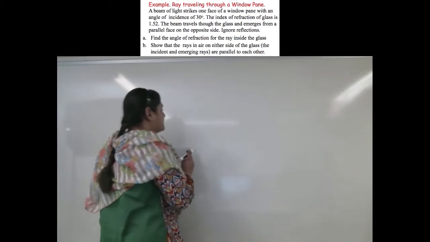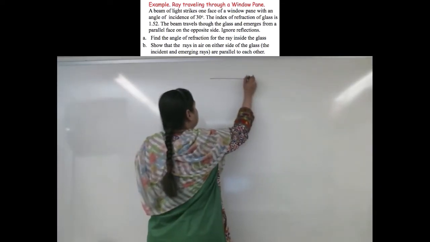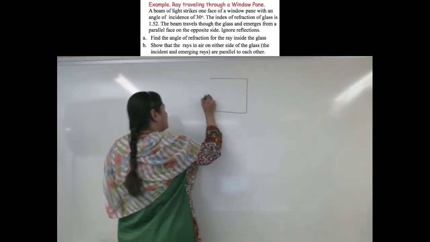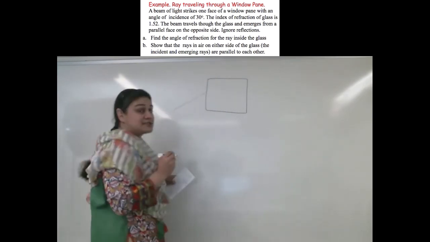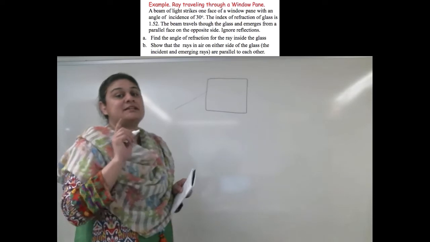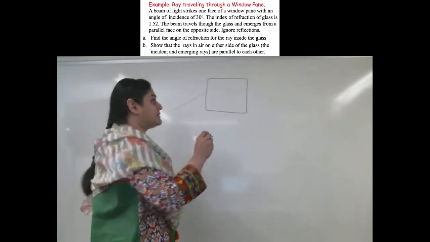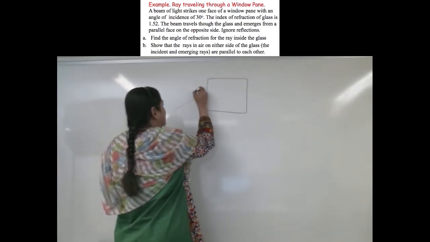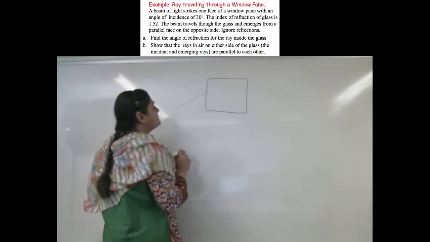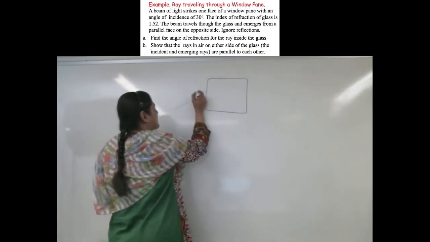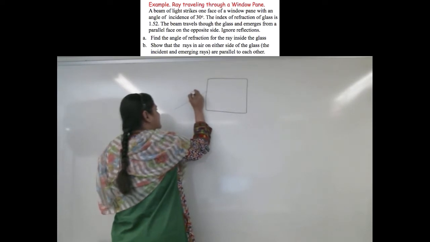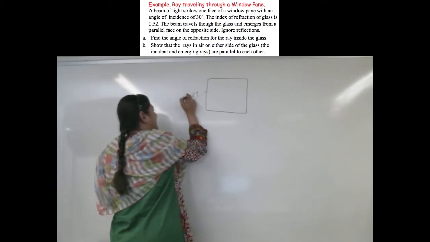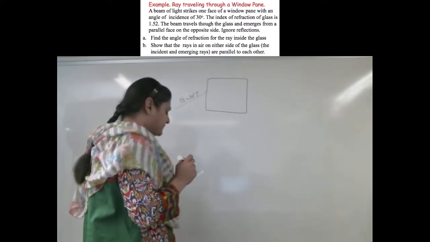In this particular example, what we are given is a window pane and an incident ray that's incident on it, and it says that the angle of incidence is 30 degrees. Remember that the angle of incidence is measured from the normal to the surface. So if this is my normal to the surface, this angle is 30 degrees. I will call it theta I, the angle of incidence.